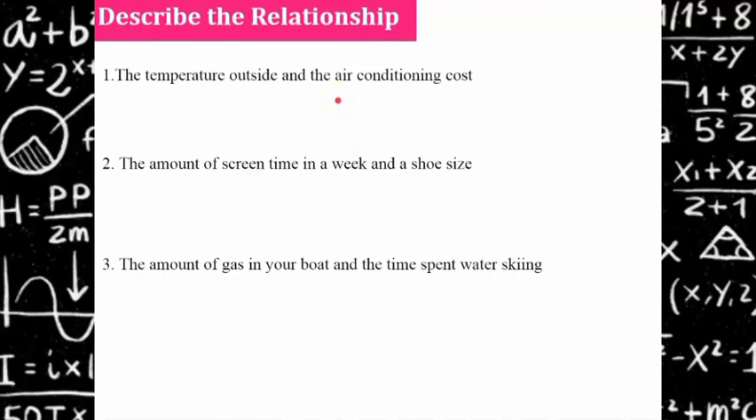So I'd like you to describe these relationships as positive linear, negative linear, or no correlation. Go ahead and hit pause, read through the relationships, and come back and hit play when you're ready to check your work.